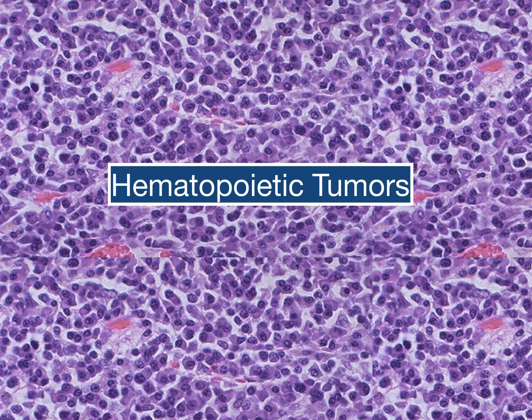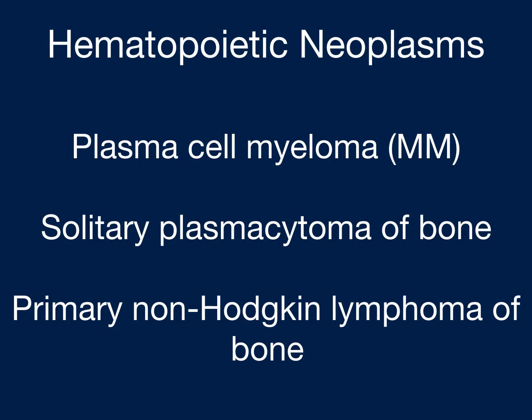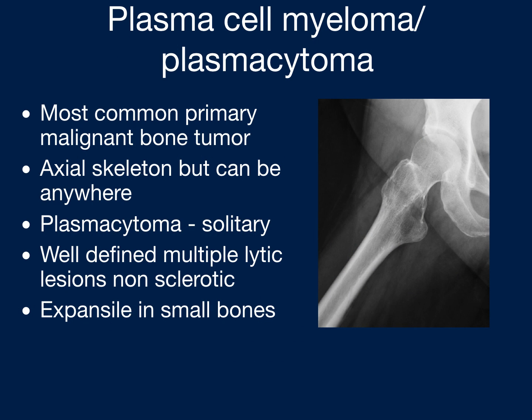Next are the tumors of hematopoietic origin. All of the lesions in this group are malignant and include the plasma cell myeloma, which is usually known as multiple myeloma, solitary plasmacytoma of bone, and primary non-Hodgkin lymphoma of bone. The plasma cell myeloma, or multiple myeloma, is the most common primary malignant bone tumor and tends to occur where there's a lot of red marrow, the axial skeleton, but it can be seen anywhere. When it's solitary without systemic involvement, it is known as a plasmacytoma.